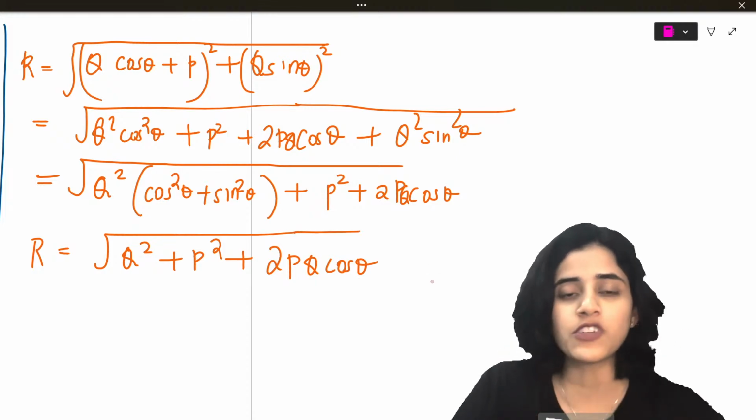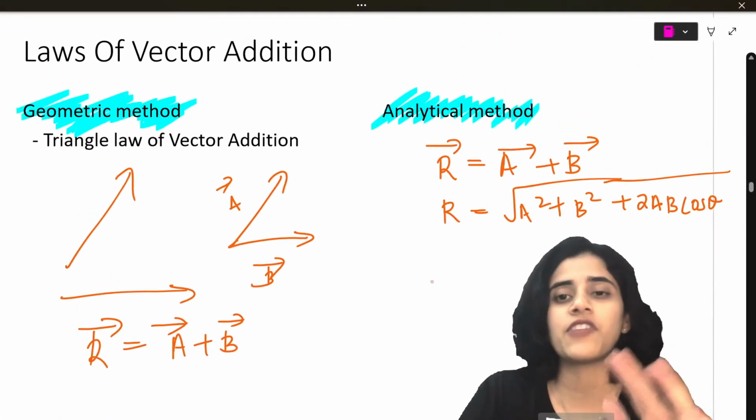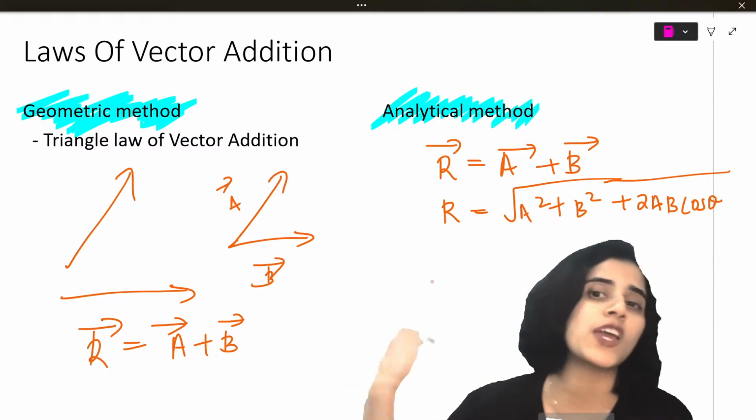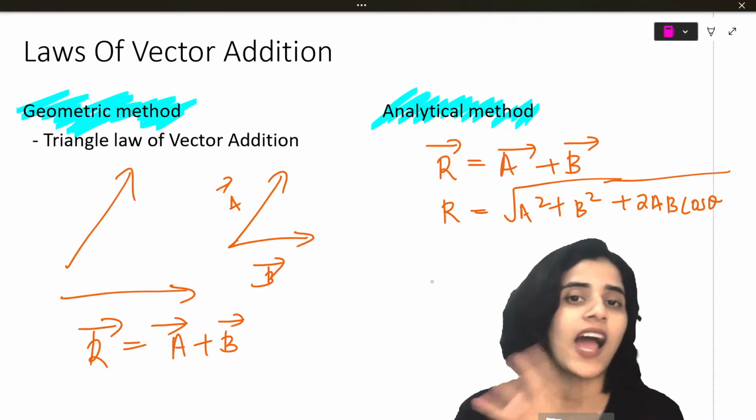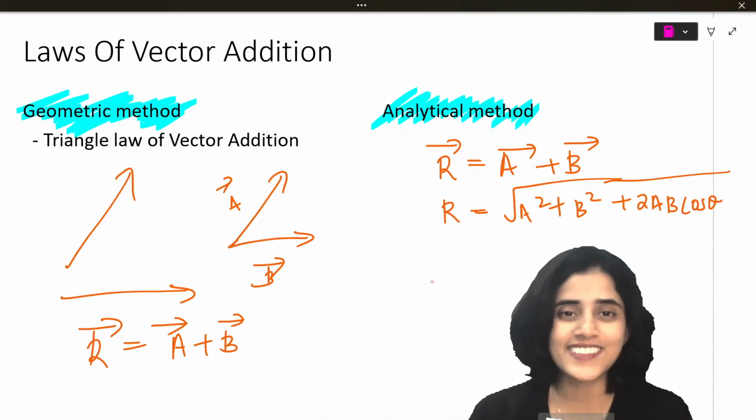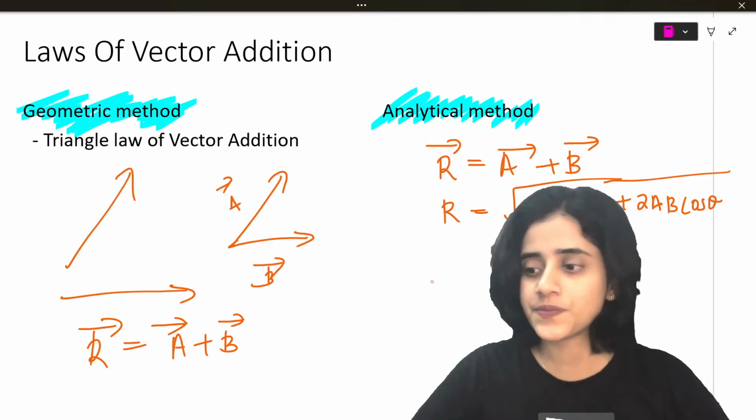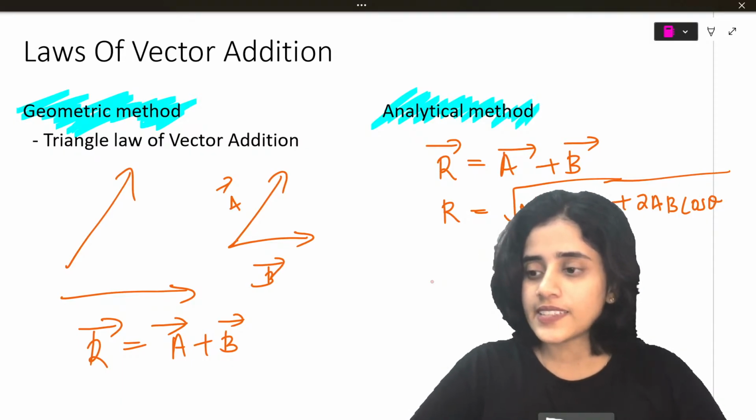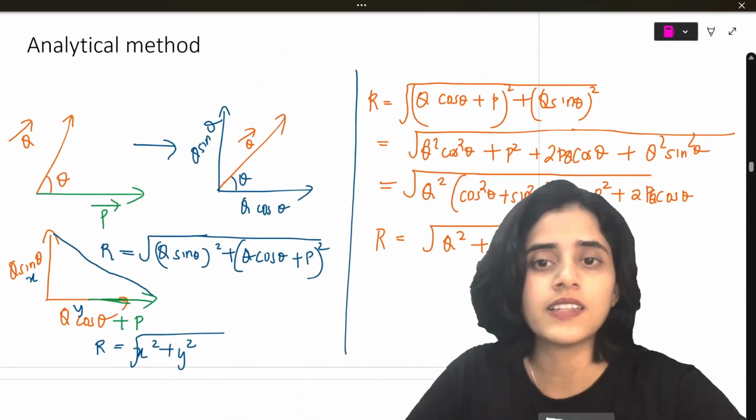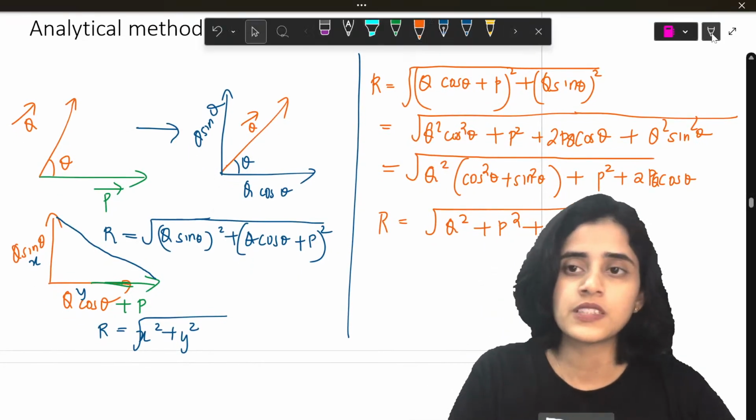This is the final formula for the resultant. So remember, here I wrote vector addition analytical method: R is equal to the square root of a square plus b square plus 2ab cos theta. Now I have derived how it comes. Now you saw how I got it. Now you know how I got it. This is the analytical method to get it. I hope you've understood.